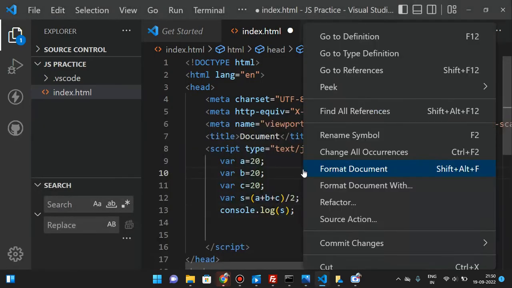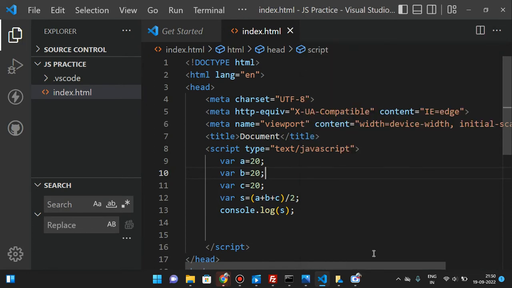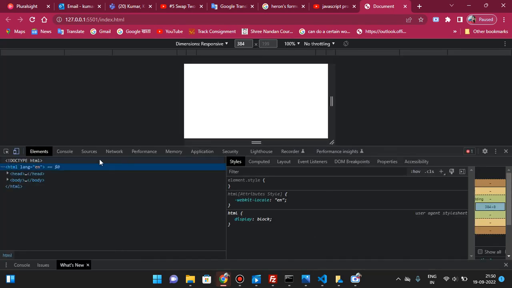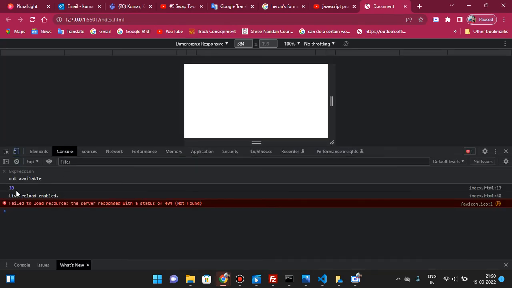Okay, let's run and see what you will get as your output on the console. This is my output, 30. Okay, you can see this is your output, 30. When you calculate this you can get this output.